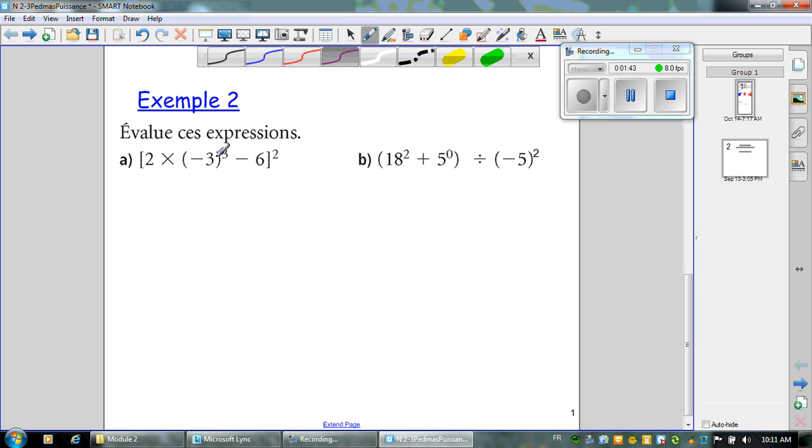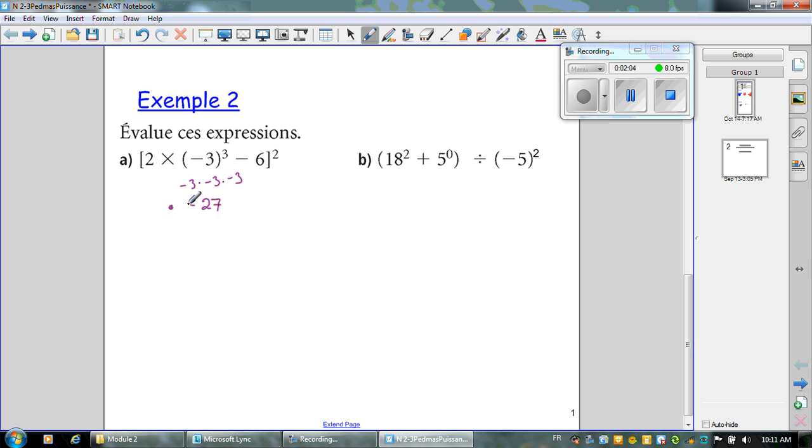So here I would have to calculate this first before doing anything else. This is my first step right here. So negative 3 multiplied by negative 3 multiplied by negative 3. That's 9. Positive 9 multiplied by negative 3 is negative 27.